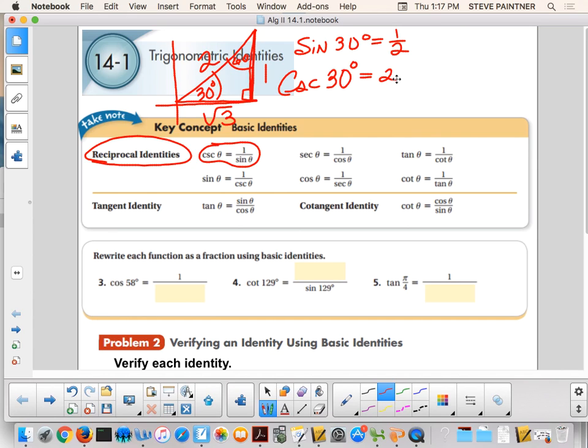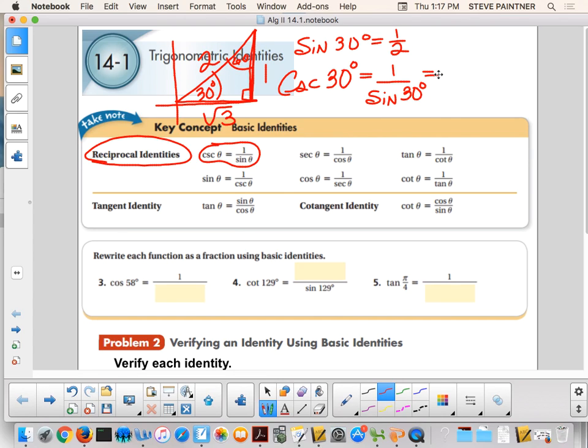You know the answer is 2, but let's prove it. So let's get rid of that 2. Erase it. Okay, and now let's use this little property. It says cosecant of any angle should equal 1 over sine of the same angle. So let's try it. Cosecant of 30 should equal what? 1 over what? Sine of the same angle, 30 degrees.